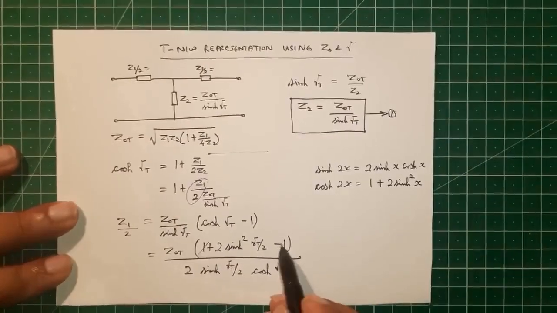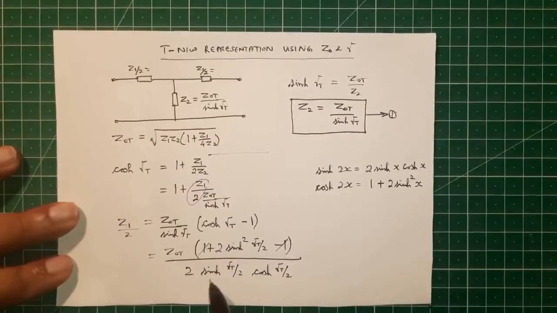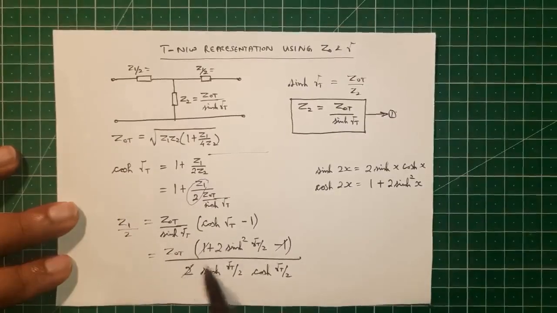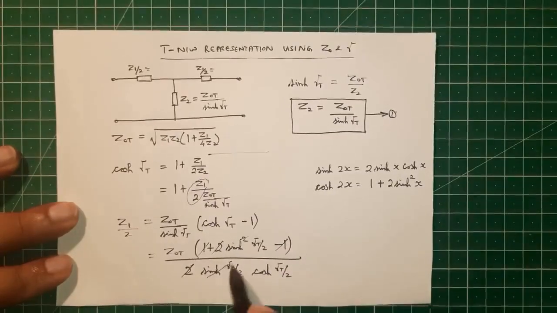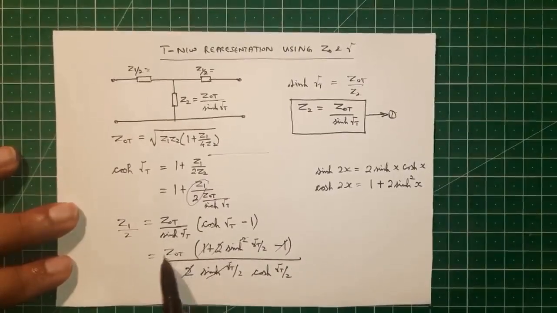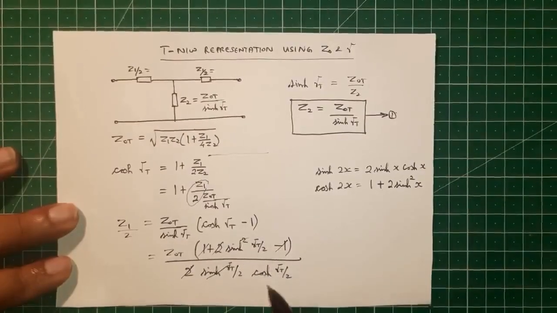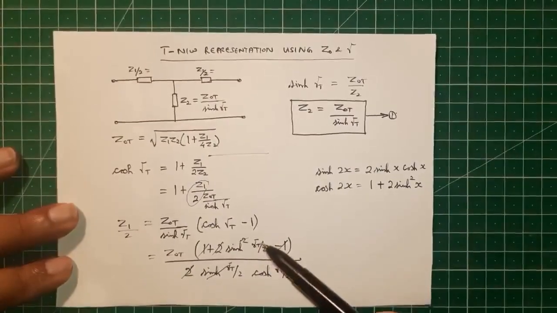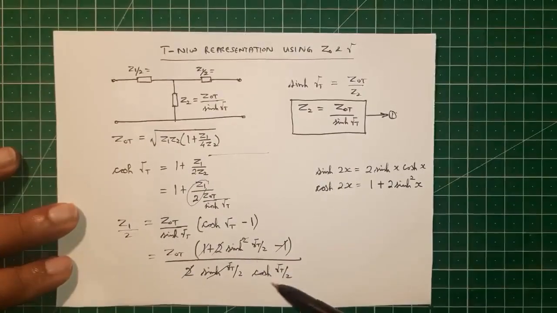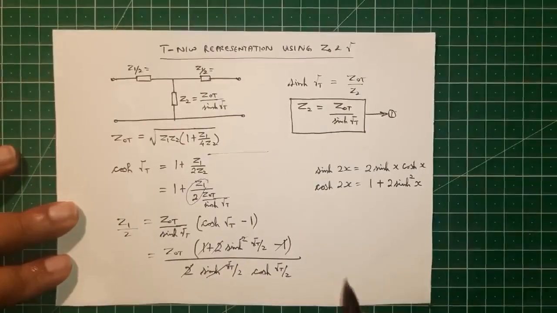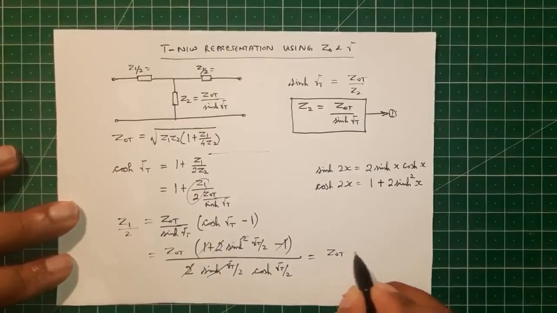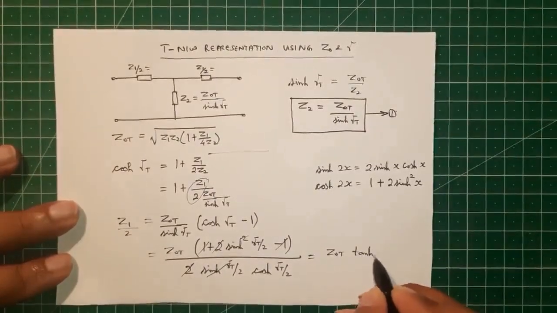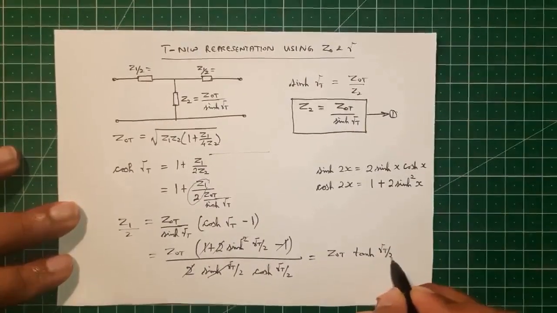You can cancel some terms in the numerator as well as the denominator. This 2 will get cancelled here, and 1 sinh square gamma t by 2 will get cancelled here. So what is remaining here is Z0 t and sinh gamma t by 2 in the numerator and cosh gamma t by 2 in the denominator. So sinh gamma t by 2 divided by cosh gamma t by 2, which is tanh gamma t by 2. So this is Z0 t tanh gamma t by 2.